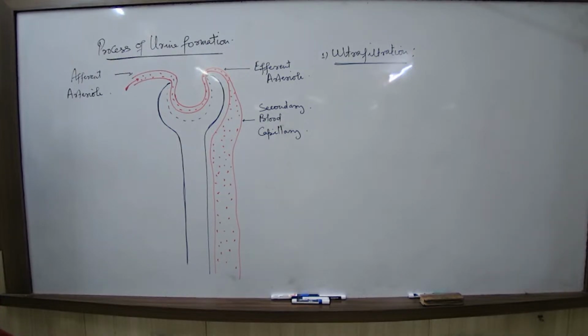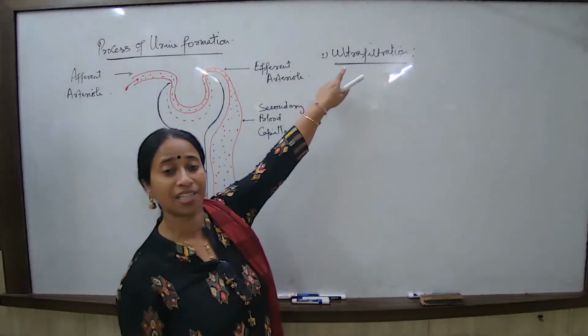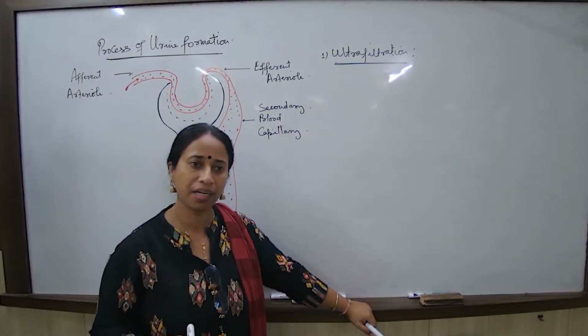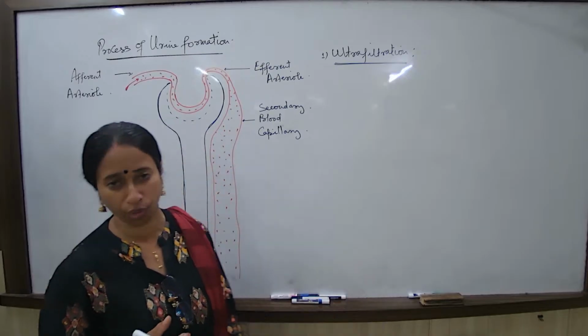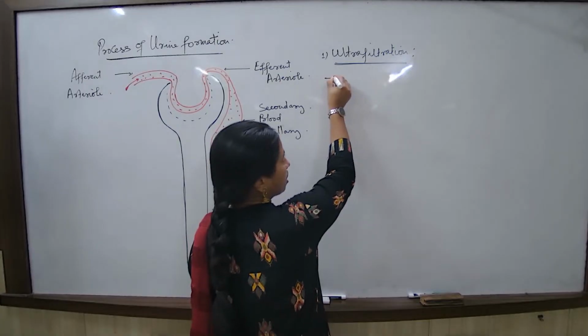Ultrafiltration is the filtration of the blood at a very high pressure, tremendous pressure, extraordinary pressure. So now, this is the basic way of writing. What is ultrafiltration? Filtration of the blood under tremendous pressure. Now, which part of the nephron are we talking about? Where does the process of ultrafiltration take place?